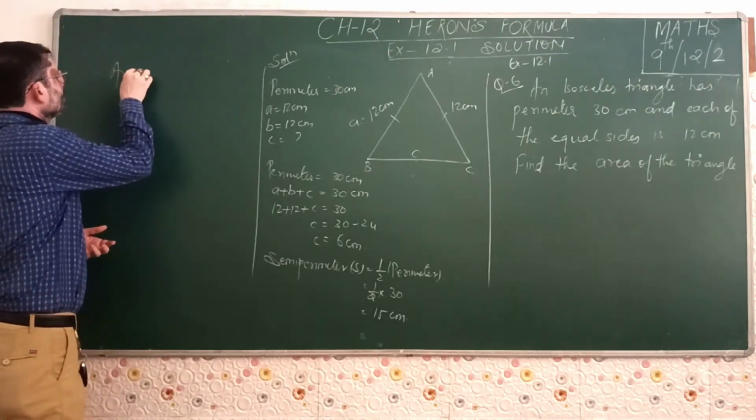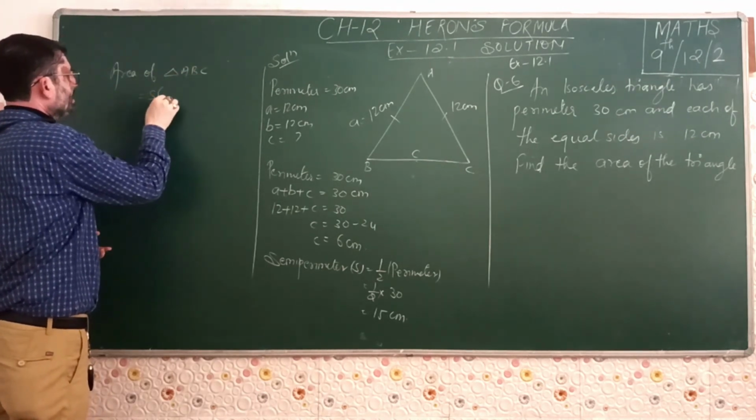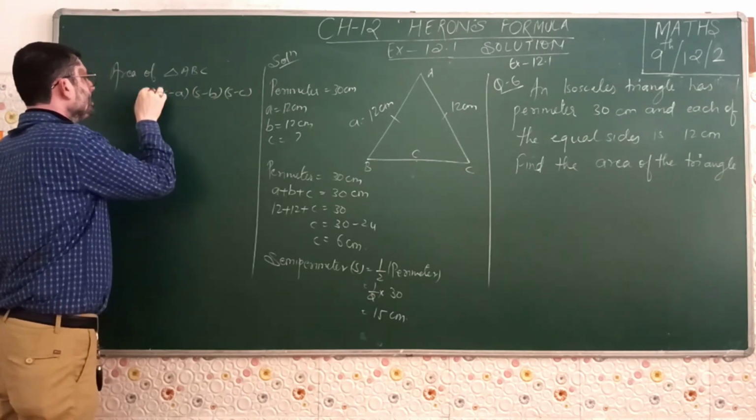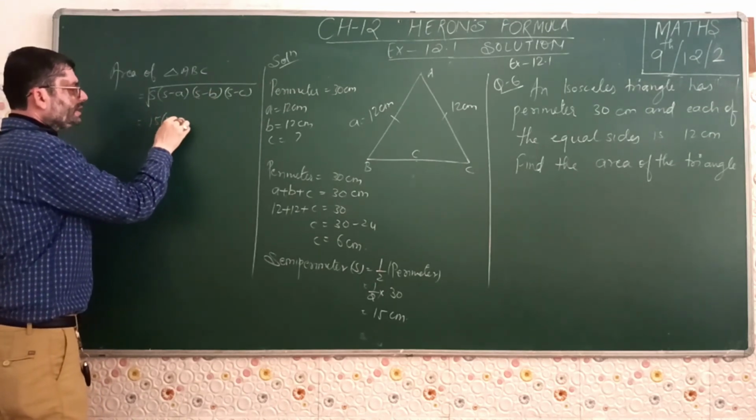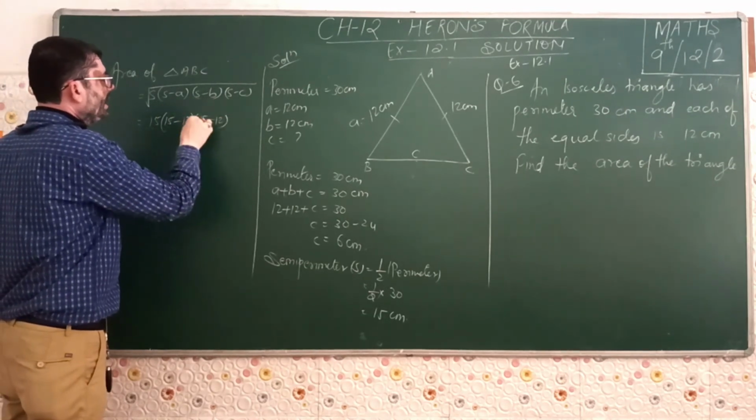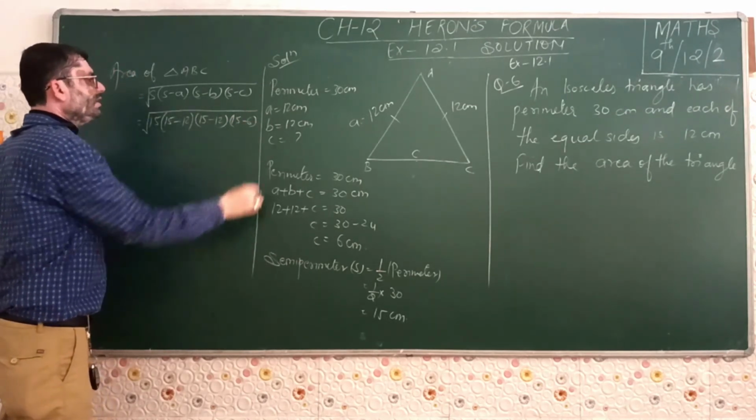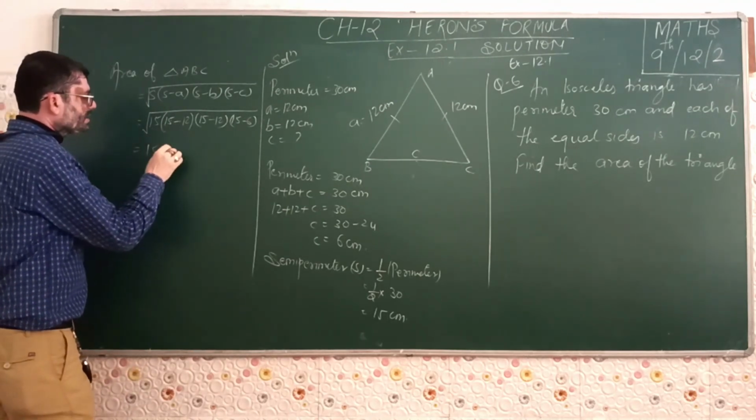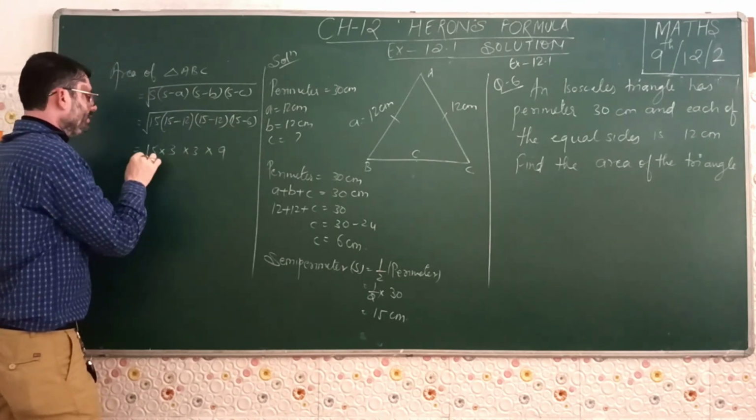And the area of the given triangle, the name of the triangle is ABC, is square root of S into S minus A, S minus B, and S minus C completely under root. And what we have got, S to be 15, then 15 minus A is 12, 15 minus B, B is 12, and 15 minus C, and C we have got as 6. Finally, on simplifying, we get the area of the required triangle. So this is 15 into 15 minus 12 is 3, 15 minus 12 is 3, and 15 minus 6 is 9.